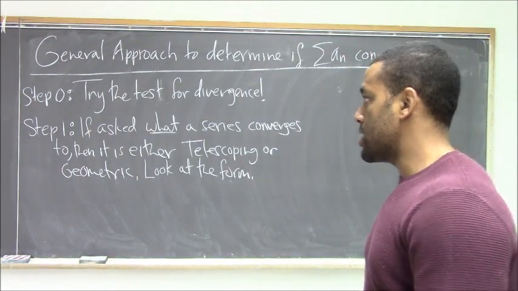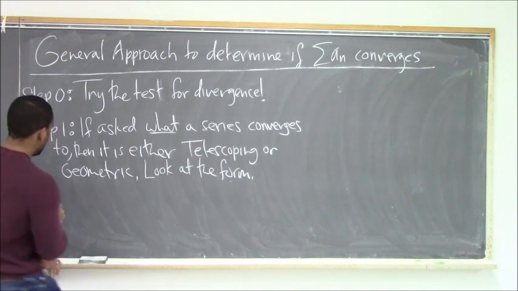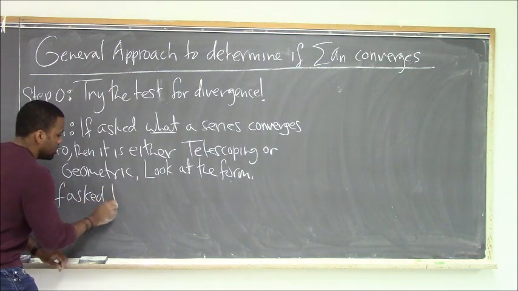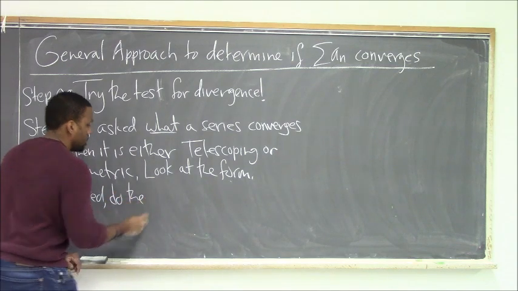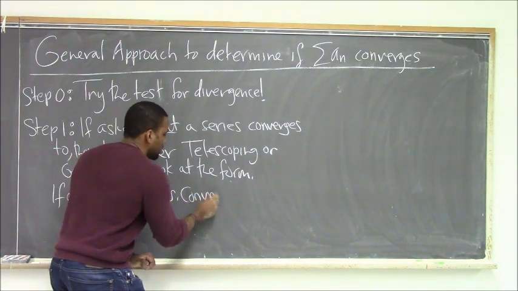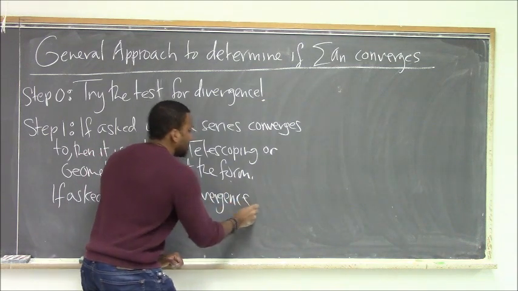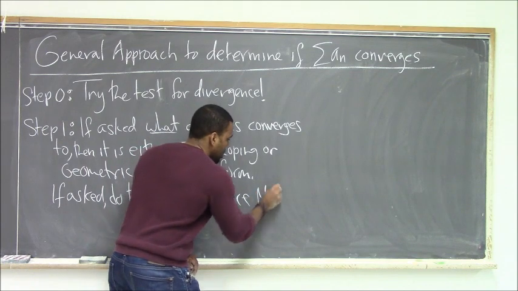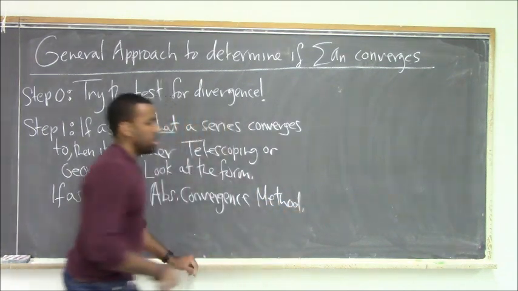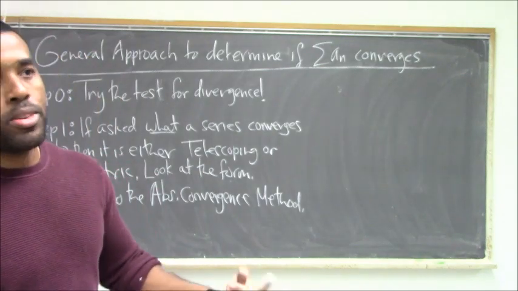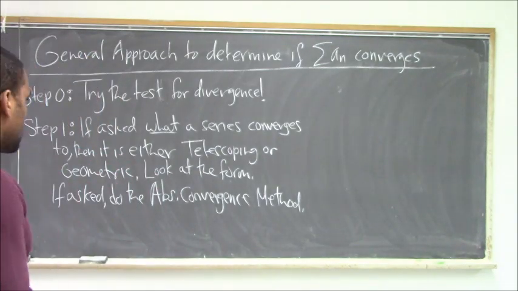As well as, if asked, do the absolute convergence test. I really have a problem calling it a test. Maybe a method would be better. Method, meaning you're going to first put absolute values around it, do some test, then take it off if necessary, do another test, and so on and so forth.